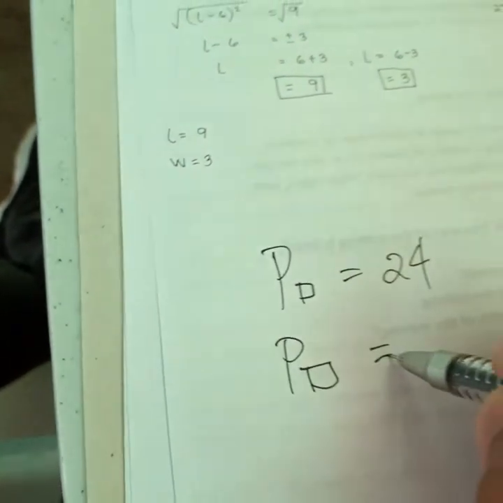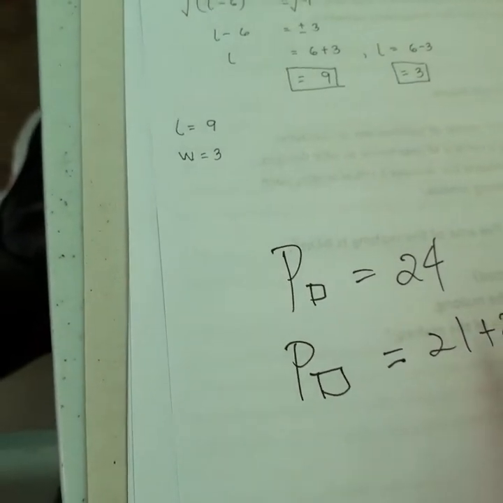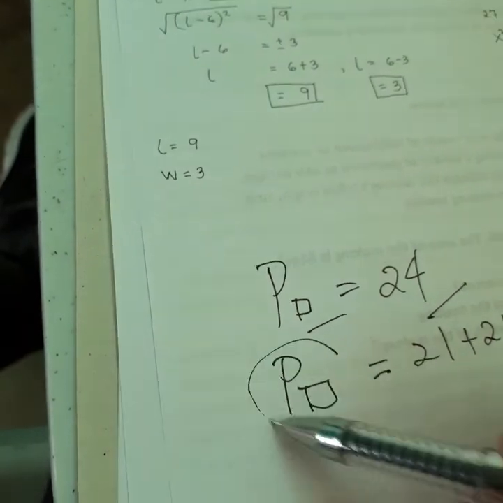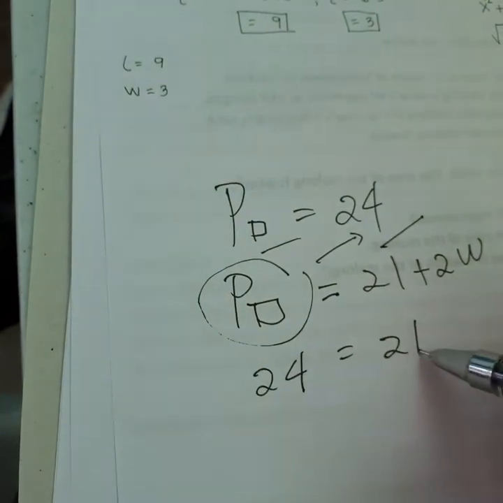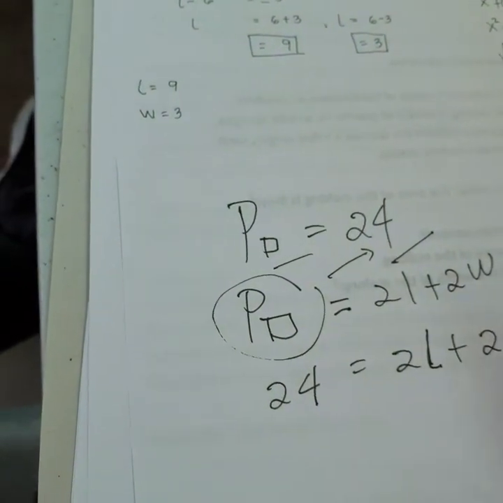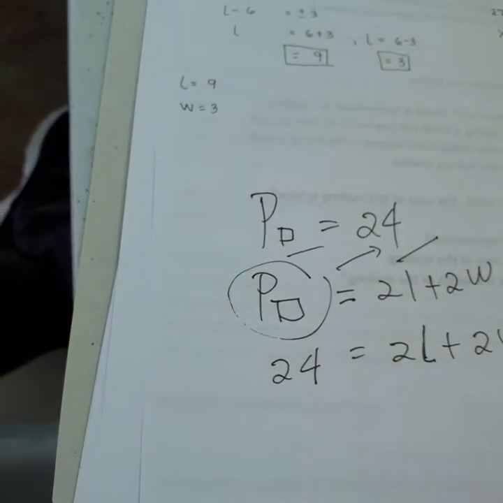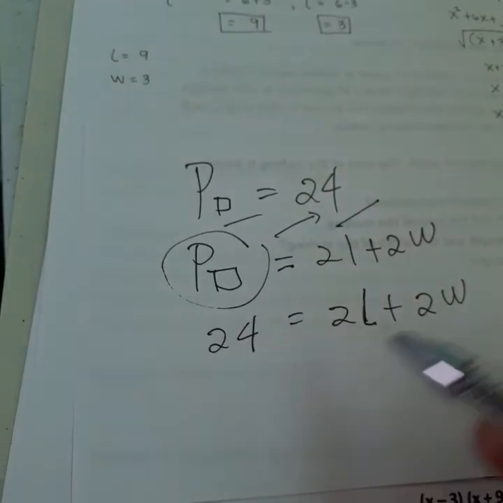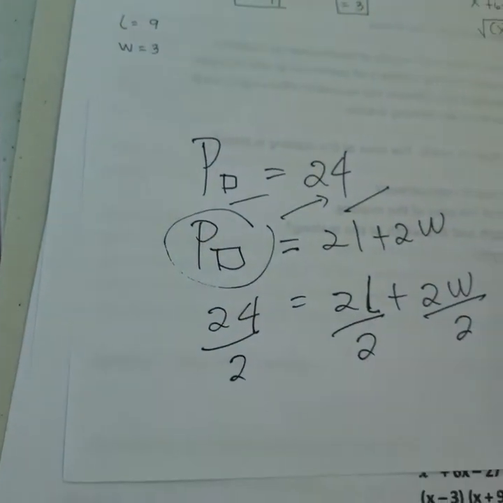The perimeter is equal to 2L plus 2W. So, substitute. Since we know the perimeter is 24, we replace the perimeter with 24. So, we have 24 is equal to 2L plus 2W. Next step, since all the terms are divisible by 2, we simplify by dividing both sides by 2. Divide by 2, divide by 2, divide by 2.